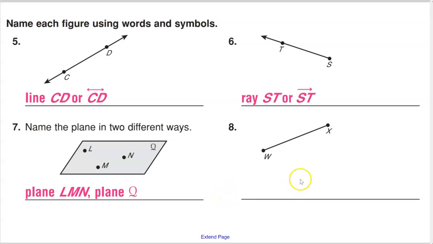All right, finally we have a line segment. It has 2 endpoints, so you really have 2 different ways to name it. You can name it WX or XW, or you can say segment WX or XW. So let's take a look at that one. Segment WX or just WX with the segment symbol here. Now if you put XW, that will work as well.